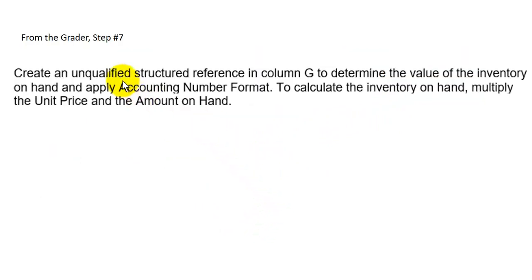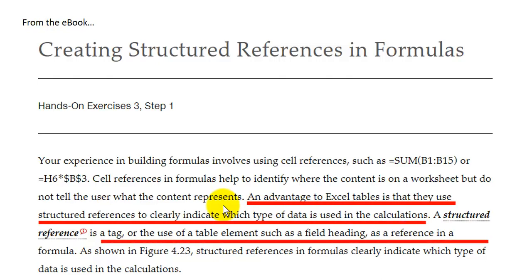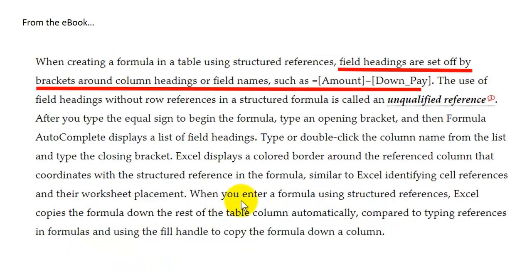And if it was unqualified, because that was fully qualified, if it was unqualified, what does that mean again? This was structured. We learned about field names. If it was unqualified, the use of field headings without row references means there is no row criteria. So if there's no row criteria, then it is unqualified to the row. Okay, see how this has no row references?